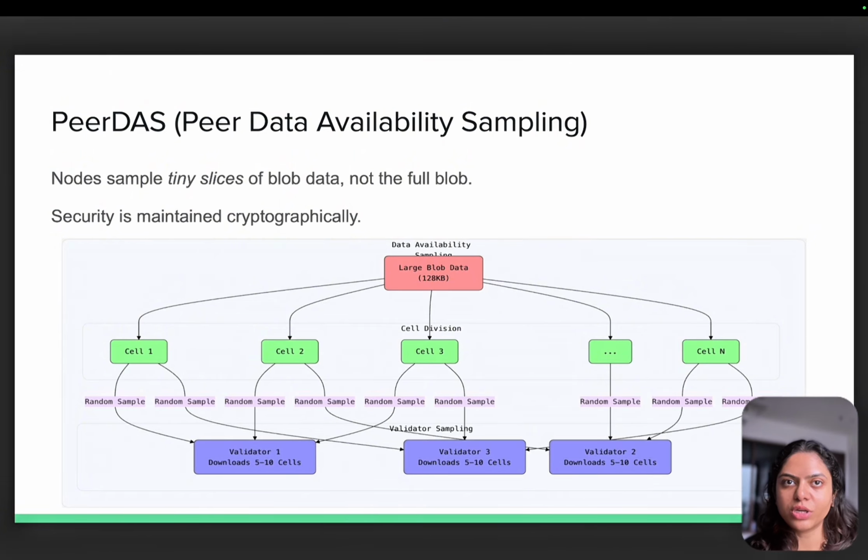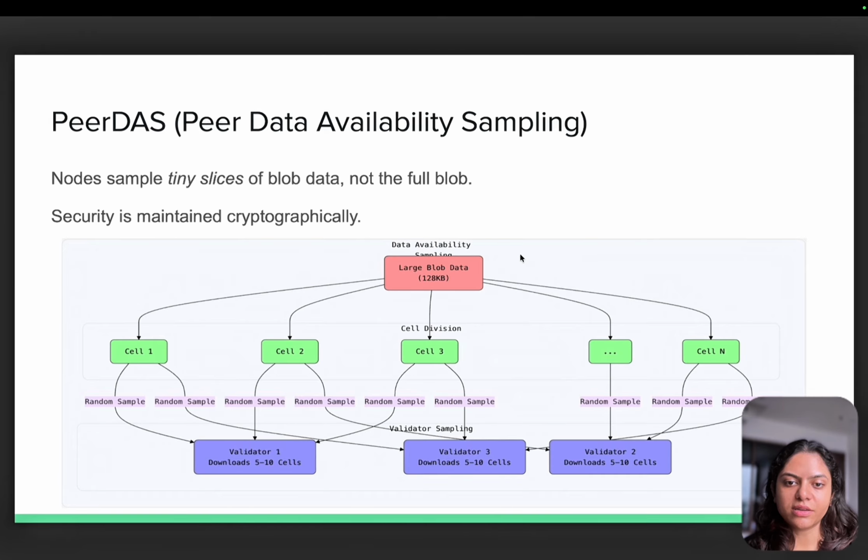So what is the magic with PeerDAS? Blobs are erasure encoded and broken into cells, and validators request random cells. If even a part is missing, then reconstruction fails. The block is rejected. That means you get security, decentralization, and massive bandwidth reduction. It's one of the most elegant, powerful cryptographic tricks Ethereum has adopted.